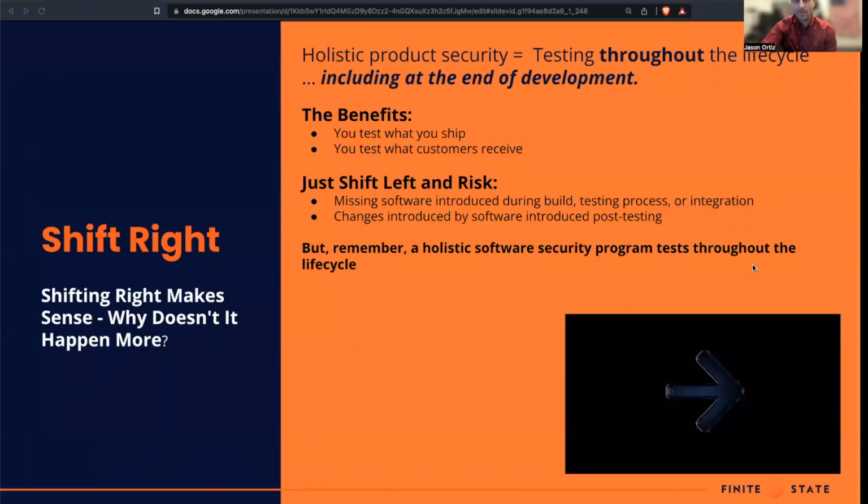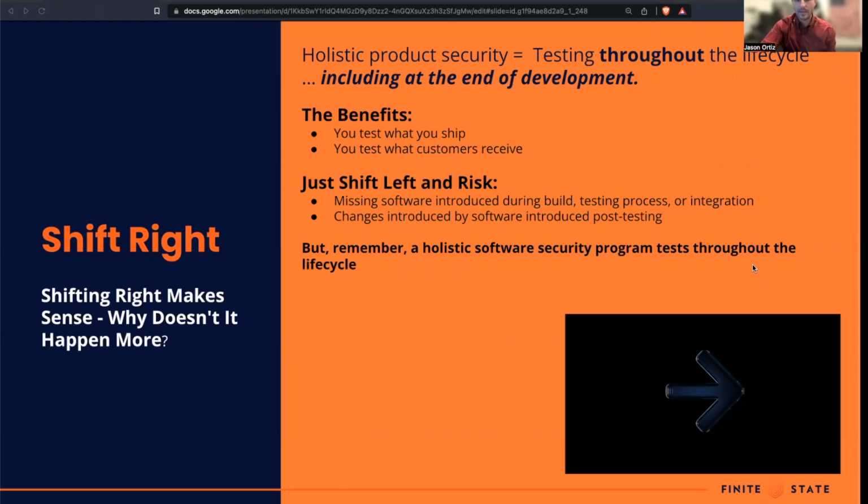So I've mentioned this a couple of times. Now that we've walked through all of the supply chain security lifecycle, we are big advocates of testing throughout the entire development lifecycle. So when I say we want to test at the right, that doesn't mean we want to do that at the expense of testing throughout the entire lifecycle, but we want to include that in our testing so that we're not missing anything.